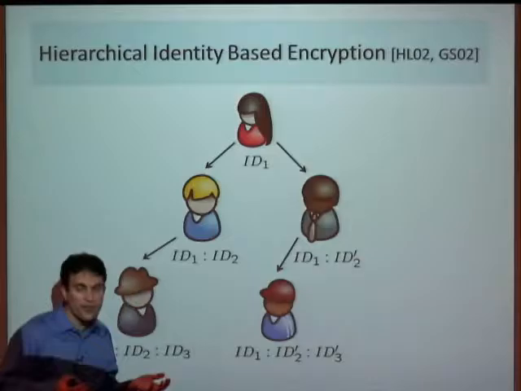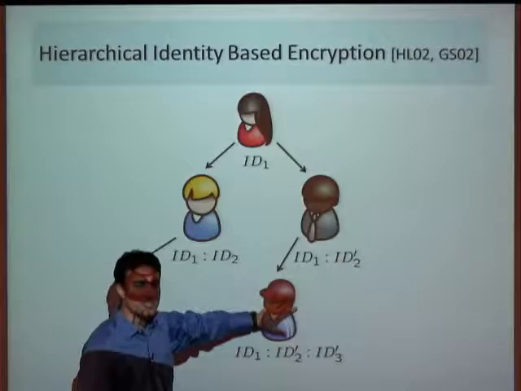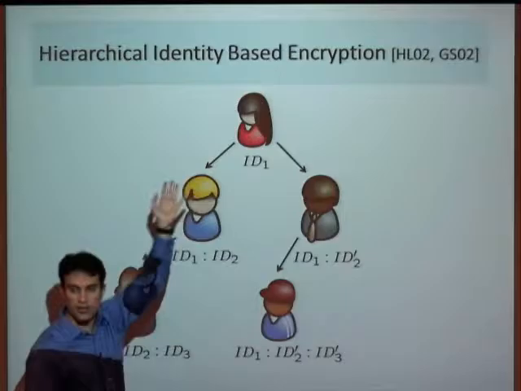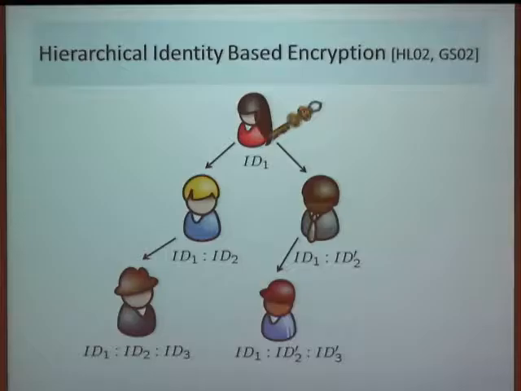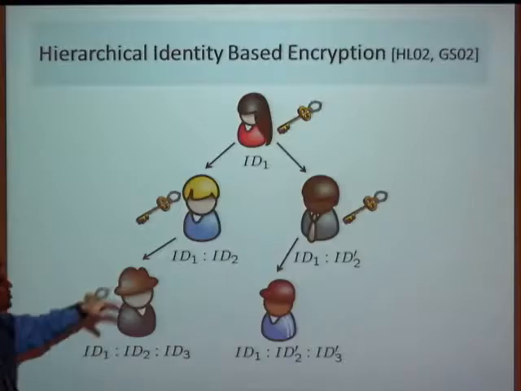Hopefully the benefit being that it's easier for, let's say, this person to know which departments the University of Texas has as opposed to someone way up higher on the chain. Okay, so Alice can have her key, and she can autonomously create these private keys. She doesn't need to go back up to the authority.